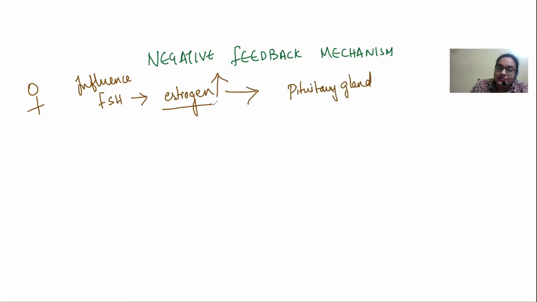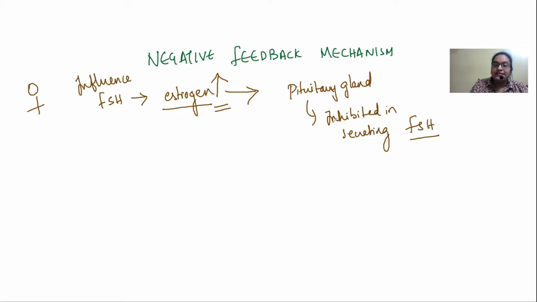Once the pituitary gland detects the higher levels of estrogen, it is going to be inhibited in secreting the follicle stimulating hormone. There is no need of producing more follicle stimulating hormone, because there are already high levels of estrogen in the blood. So the pituitary gland is inhibited by the high estrogen levels from secreting further FSH, which would again influence the release of more estrogen. So this is a negative feedback mechanism.